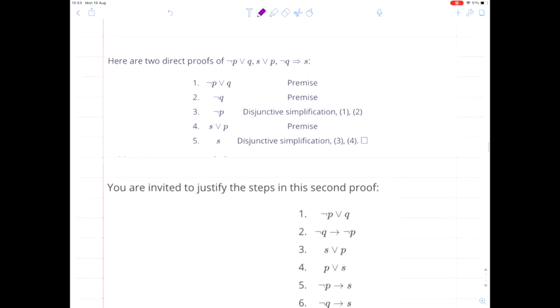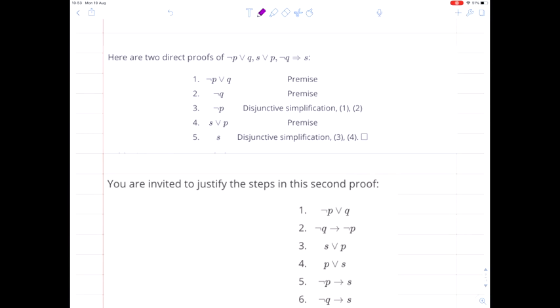Written out in logic, here are 2 different direct proofs of the following. So our first premise is that not P or Q. Our second premise is that S or P is true. And our third premise is that not Q is true. And then our conclusion is going to be S is true.